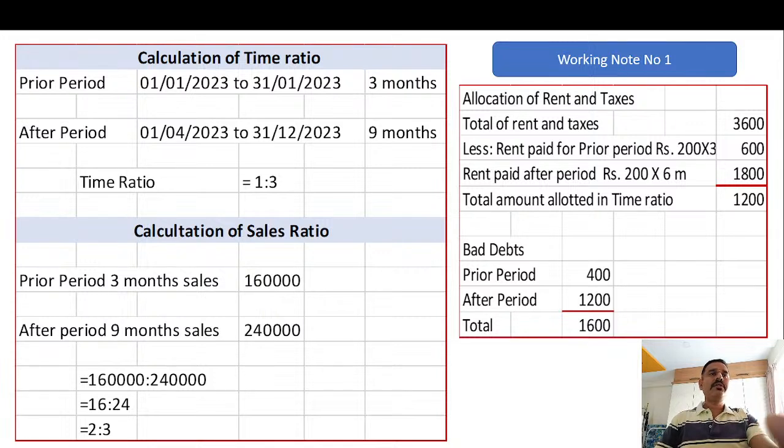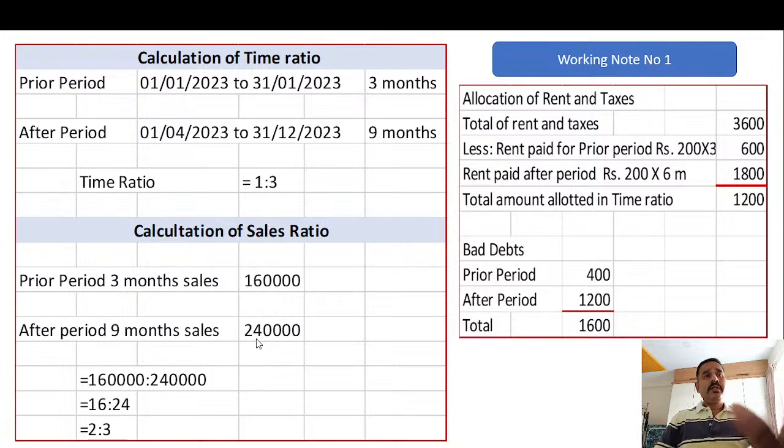So the after period is 1/4/2023 to 31/12/2023, that is 9 months. So the ratio will be 3:9. Again I simplify it: 3 ones are 3 and 3 threes are 9, so the time ratio is 1:3. Then the calculation of sales ratio. The prior period 3 months sales already given in the problem is 1,60,000. Then the after period 9 months sales is 2,40,000.